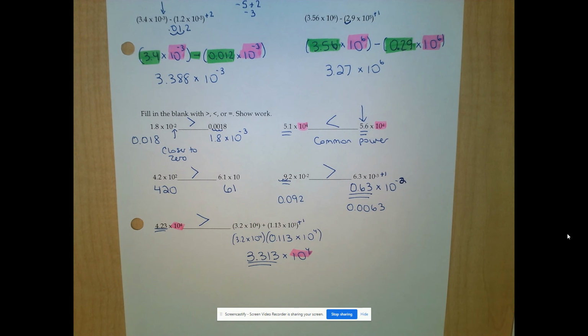So lots of different options on this, putting things in scientific notation, putting them in standard form, or just getting them so that they have the same power of 10 so that you can compare.